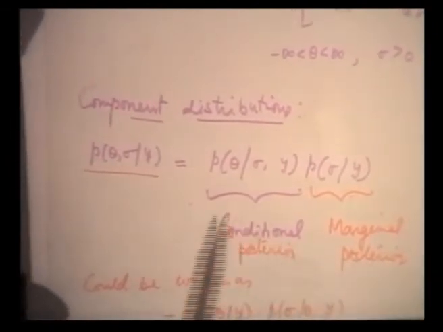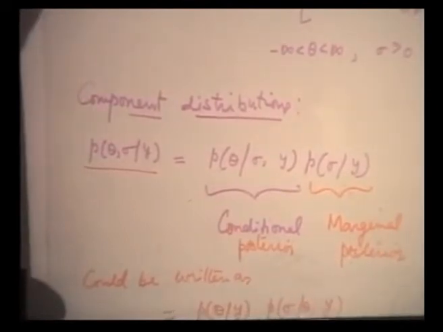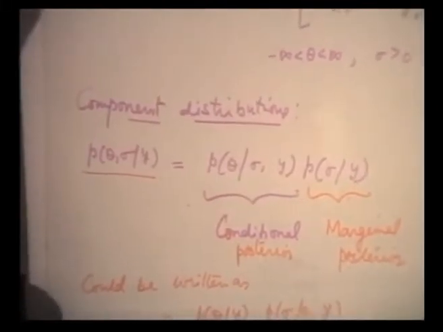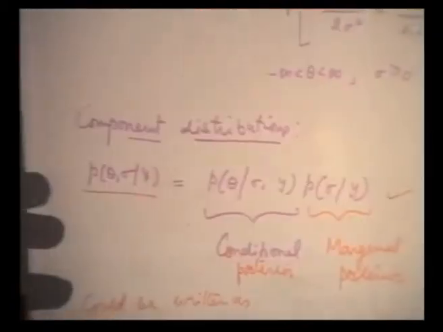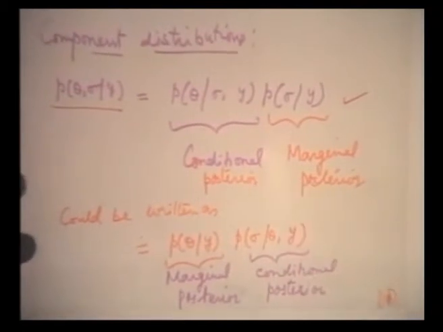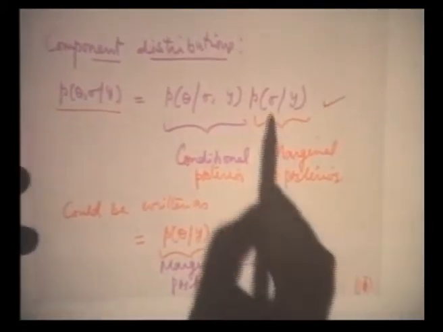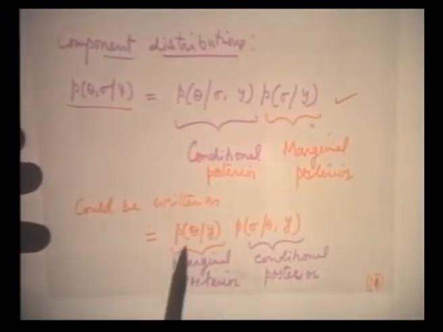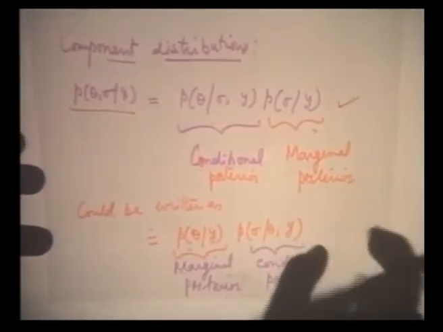The question always is, would you always be able to write this as conveniently as this? And would you be able to come up with a nice marginal posterior, a nice closed form for a posterior distribution? Or would there be other problems? Of course, this is another way of rewriting. If you're interested in getting a marginal for sigma, then you write it in this way. And if you want to get a marginal posterior for theta, you write it in this form. The question is, can we really do that?